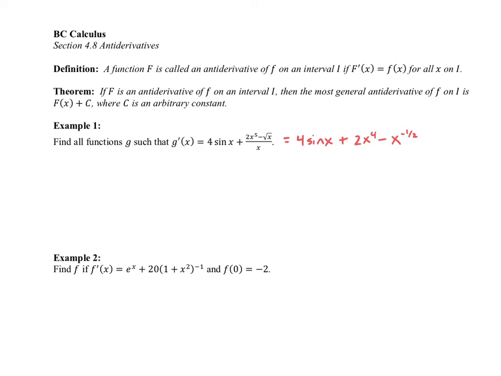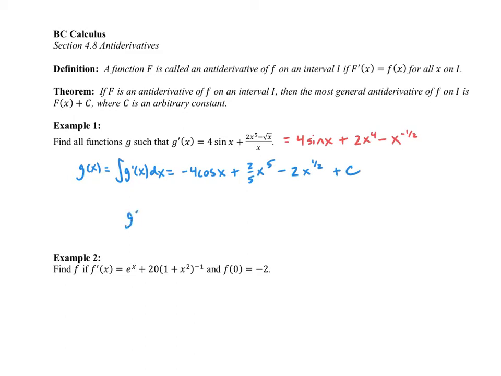Our antiderivative then of g prime would be -4 cosine x plus, and then remember the power rule, you add 1 to the exponent and then you divide by that power, so you have 2/5 x to the 5th power, and we'll do the same thing here. We'll add 1 to get 1/2 and divide by 1/2, so we get 2x to the positive 1/2, and then this is a general antiderivative, so it would be plus c.